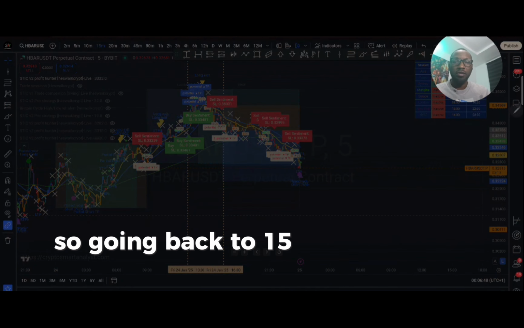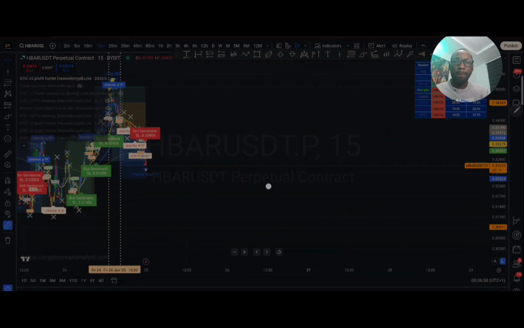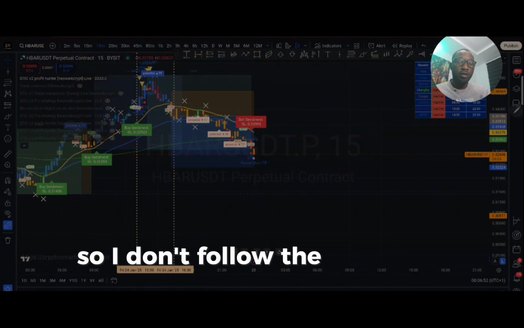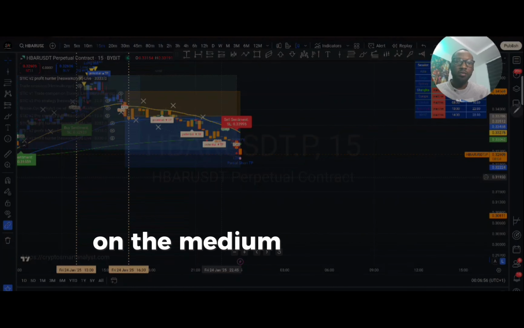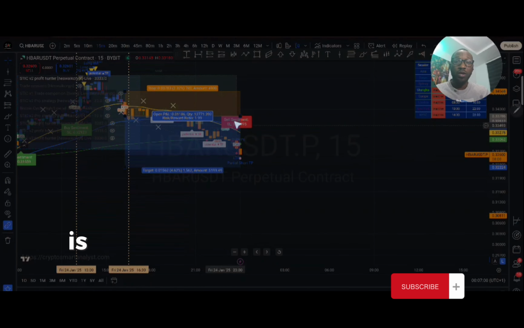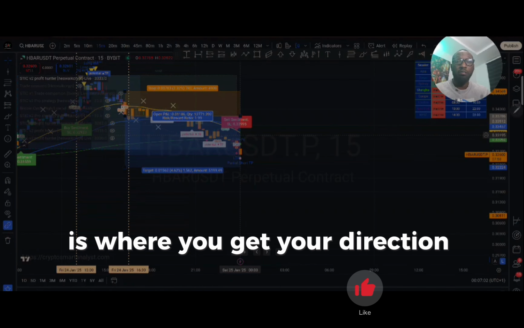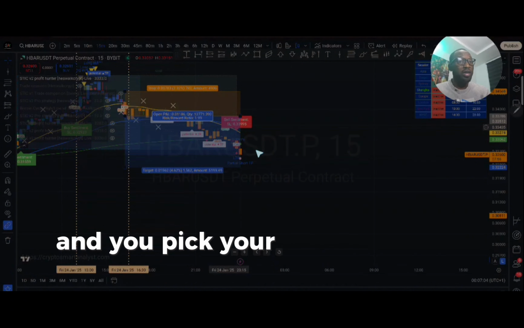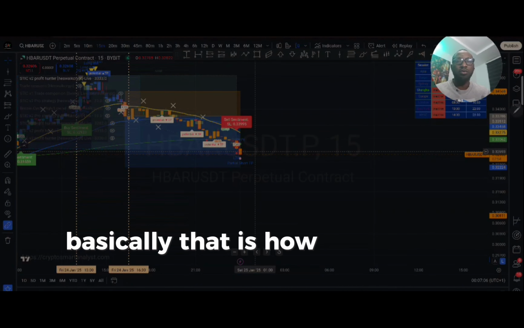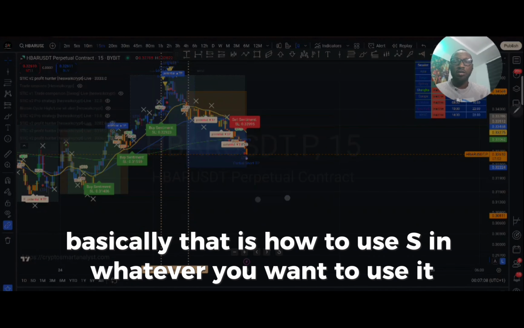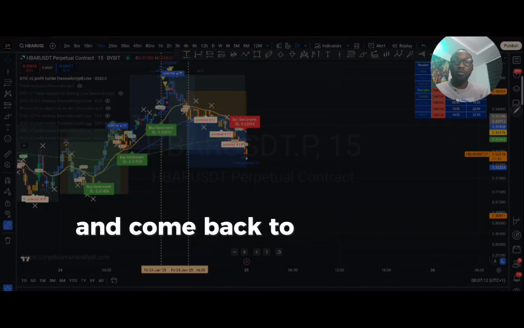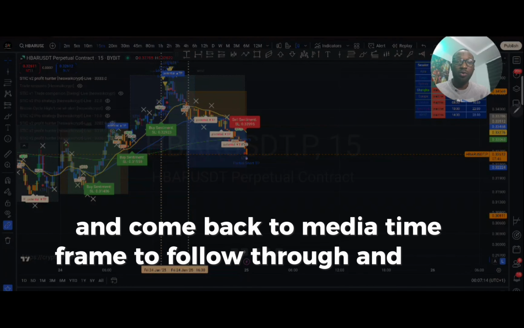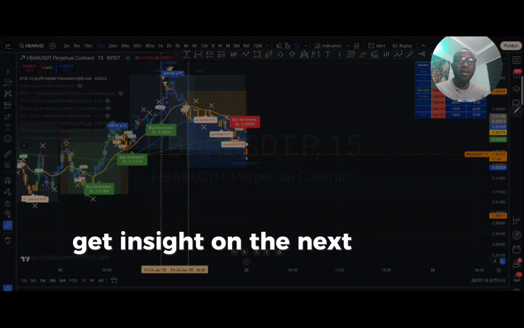So going back to the 15 minute time frame, what am I going to see? I don't follow the exit there, but I'm waiting for the confirmation of that exit on the medium time frame, because like I said, the medium time frame is where you get your direction bias, and you pick your entry on a lower time frame. Basically, that is how to use stick whenever you want to use it. So I pick my entry on the lower time frame and come back to the medium time frame to follow through and get insight on the next step to make.